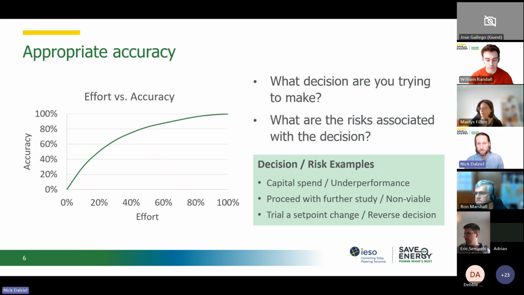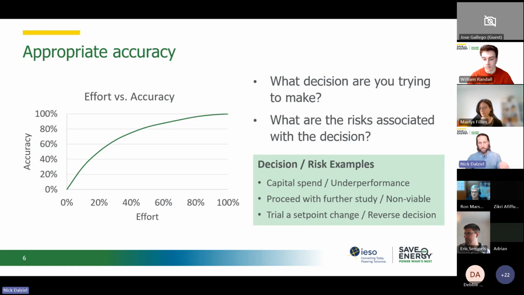So for example, if you're getting ready to convince the decision makers in your organization to make a capital investment, then that's probably the situation where you want the highest accuracy. Because the downside, the risk, is your project underperforms and you stake your reputation on what might turn out to be a poor investment or the wrong solution.